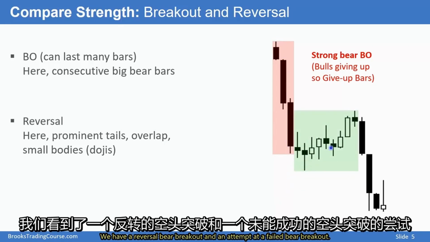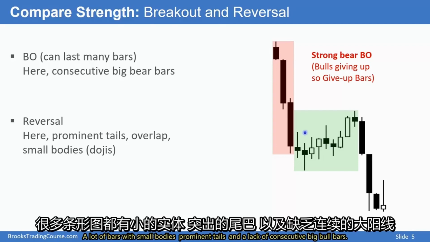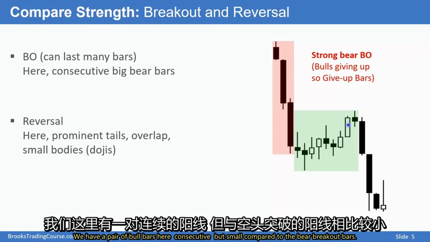We have a reversal, bear breakout, and an attempt at a failed bear breakout. But look at the reversal attempt. A lot of bars with small bodies, prominent tails, and a lack of consecutive big bull bars. We have a pair of bull bars here, consecutive, but small compared to the bear breakout bars.